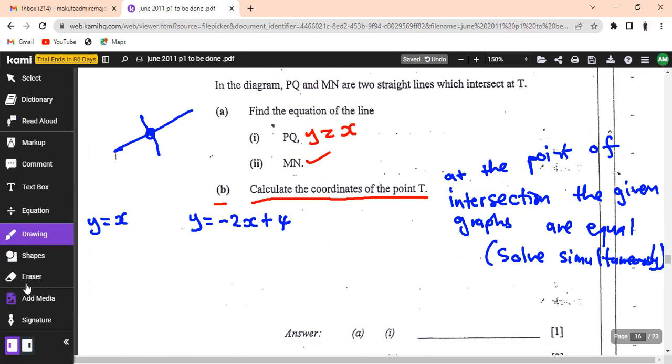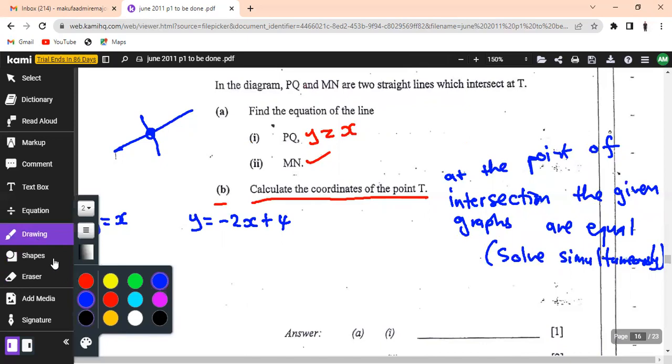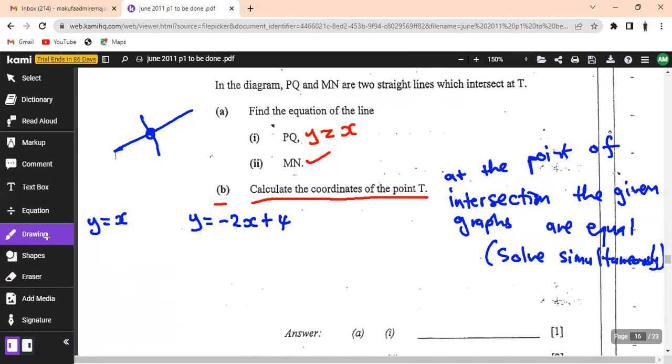But here we are not going to waste much time solving these equations simultaneously. Why? Because the two equations are already in the same form, as we can see here. We are given y is equal to x, where y is already the subject, and here y is equal to minus 2x plus 4. So if this is y and this is y, I'm just going to equate this x to this part here because they are the same. By doing this, I can solve for x.